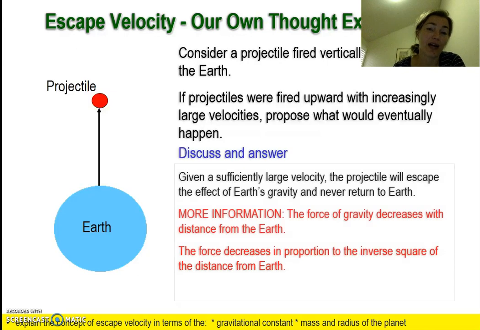Now, let's consider if we had a velocity large enough to actually never come back down or escape this pull of Earth's gravity. Don't forget that the force of gravity is inversely proportional to the distance, and as this distance increases, the force decreases at an inverse rate. So the further away you get, the less and less the force of gravity will become. So it's actually hardest to escape that pull of gravity the closer you are to the Earth's surface. That's the hardest part, just getting that first bit, and then it will become easier and easier.